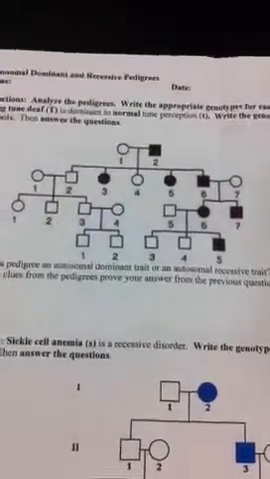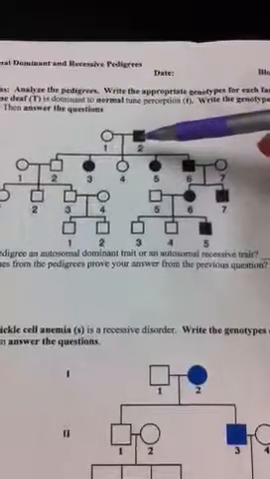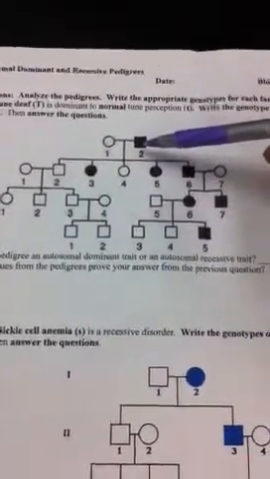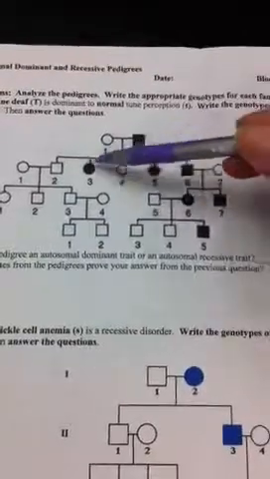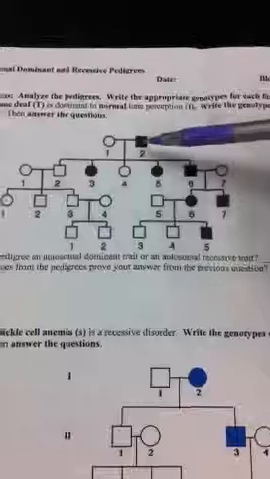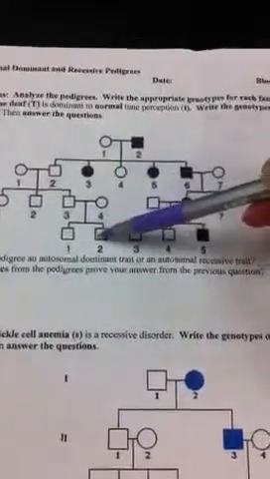This is how we analyze a pedigree. So we're going to take a look at the pedigree, and the first thing we're going to ask ourselves, are there both males and females affected? If a box or a circle is shaded in, that means the person is affected. They have the disorder. If it is not shaded in, that means they are not affected.